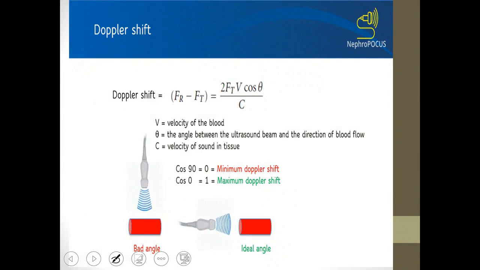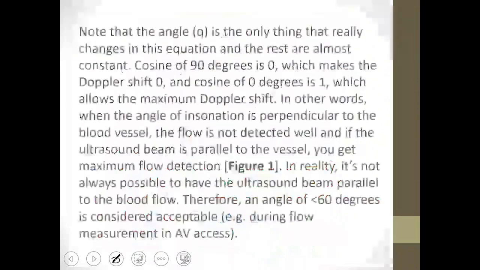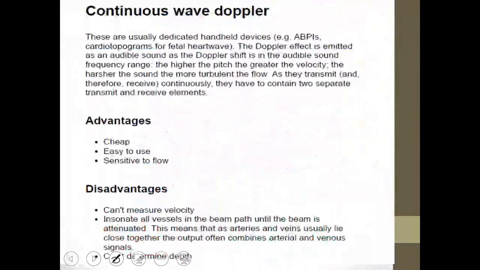Of course, these are the same equations and the same discussion. This is cosine 90 and this is cosine 0. Now, if we substitute in the equation, cosine 90 is 0, while cosine 0 is 1, which is the maximum Doppler shift for you.